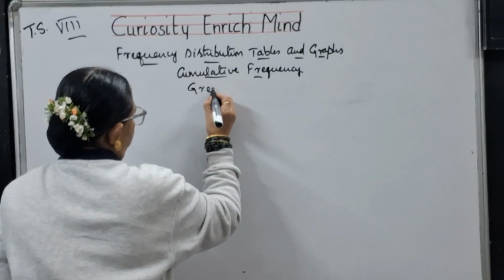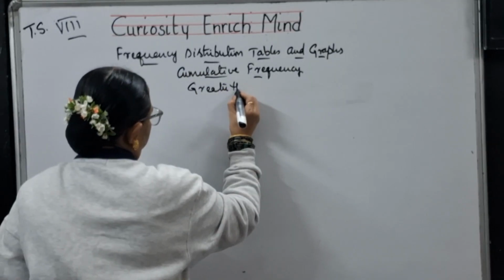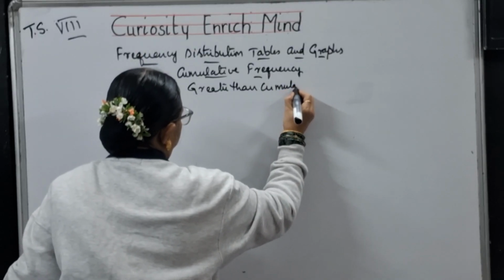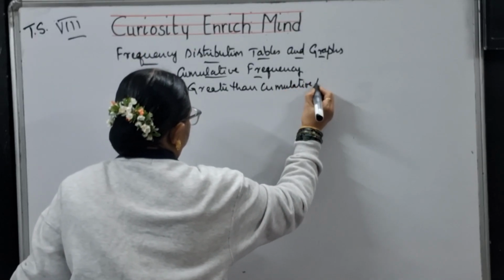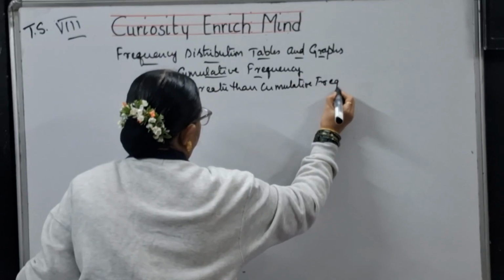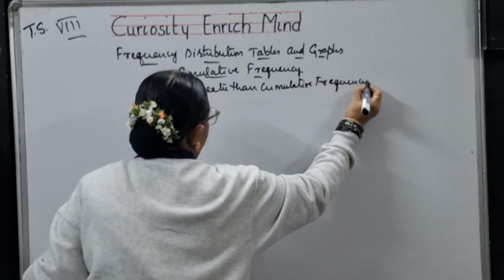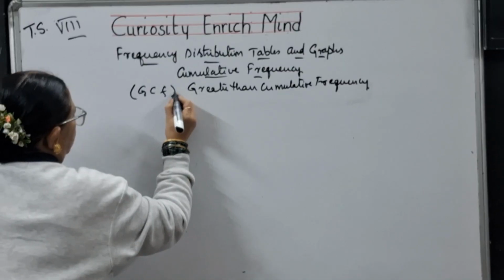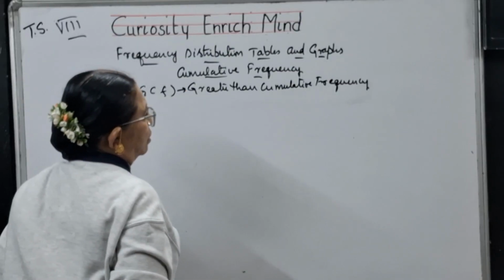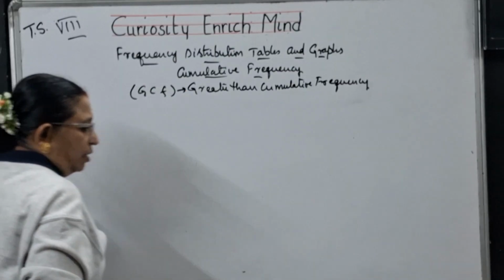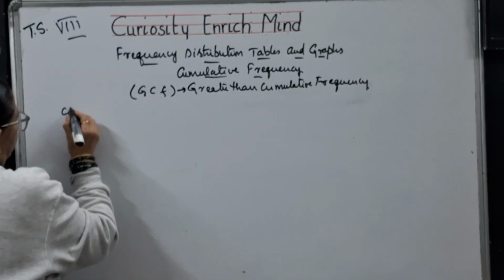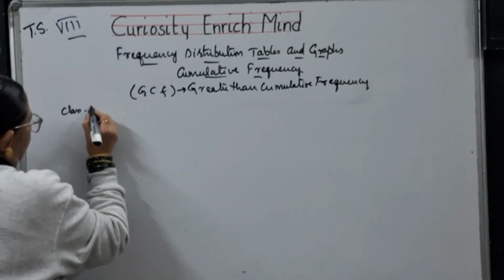How to write? Greater than cumulative frequency. Usually we will call it GCF. GCF means greater than cumulative frequency. In this, the class interval is given to us.